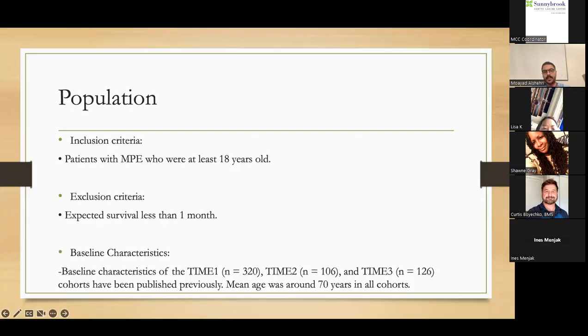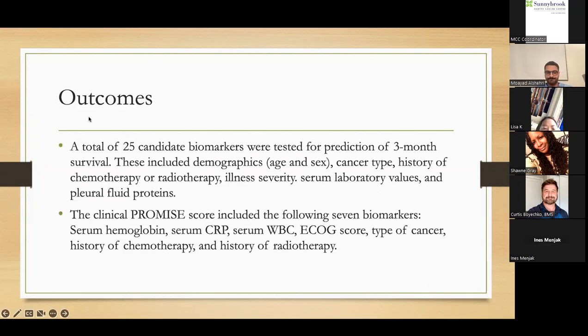Population inclusion criteria: patients with MPE who were at least 18 years old. Exclusion criteria: expected survival less than 1 month. So if it's a no-brainer and the prognosis is really poor, they were excluded. Baseline characteristics: the total number in the TIME1 study was 320, TIME2 106, TIME3 126. The cohorts have been published previously. Mean age was around 70 years in all cohorts.